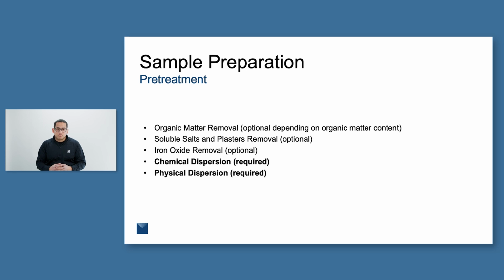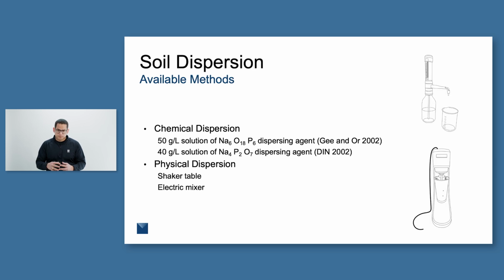In some other cases, we may need to remove the soluble salts and the plasters in the soil because this can also impact the measurement, especially for measurements that are based on Stokes' law. In rarer cases, you may also need to do iron oxide removal. And there are ways to determine if you need to do this, and we have a flow chart that shows you how to do this for measurements with the Pario that you can check out, but these are some of the things that you'll need to think about for pre-treating your samples.